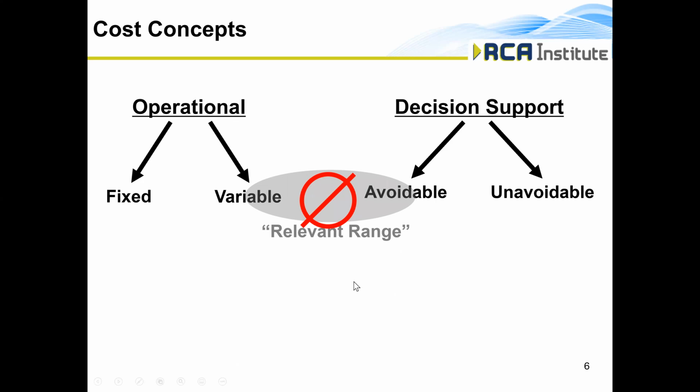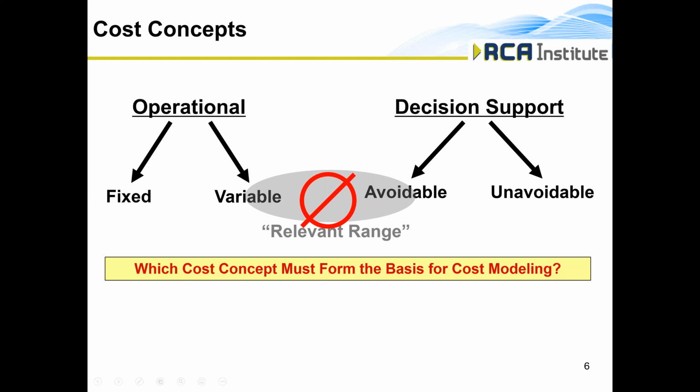There's this idea of a relevant range that kind of tends to confuse variability and avoidability. I would suggest you just purge that idea from your thinking. The real issue I want to get to is which cost concept must form the basis for cost modeling. And I would argue that you can't model decision support, avoidability or unavoidability, because there is just an infinite variety of decisions that could possibly be made. So you can't tag every resource or every activity in your organization as avoidable or unavoidable, because it depends on the nature of the decision. However, you can model the operational concept between a resource and its direct output.